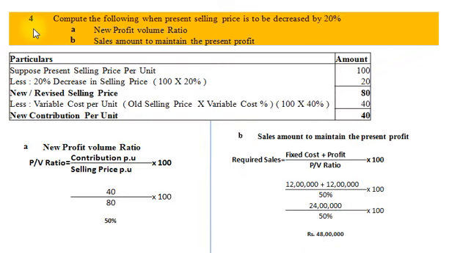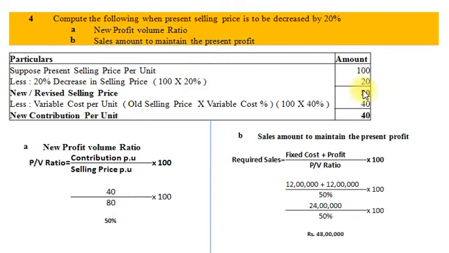Now our fourth requirement is compute the following when present selling price is to be decreased by 20%: a new profit volume ratio and sales amount to maintain the present profit. Here is the basic working. First of all, we assume present selling price per unit rupees 100 minus 20% decrease in selling price, that is 100 into 20%, 20 rupees.